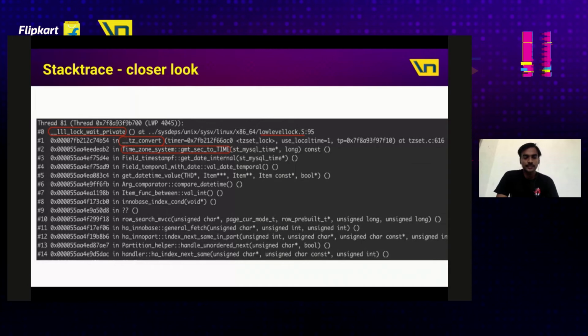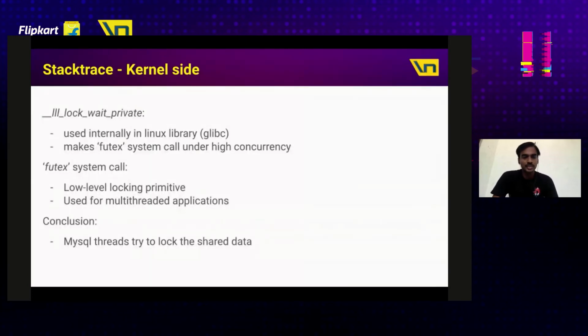Let's see one at a time. If you see the stack trace belonging to the kernel side, we found something like lock wait private. When we read about that, we found this is part of the glibc library, and it is used to make a futex system call, which is used as a low-level locking primitive. It means whenever writing any multi-threaded applications, we use this system call for coordination. So what we understood is that we have a lot of MySQL threads trying to lock some shared data, which is causing this CPU usage for us.